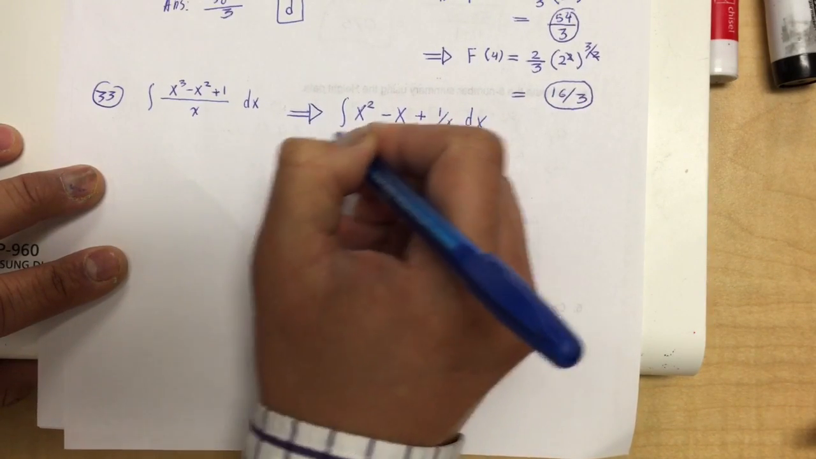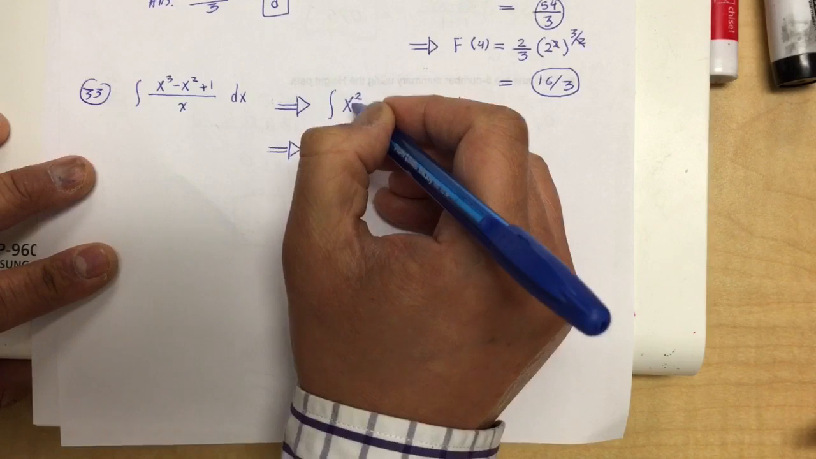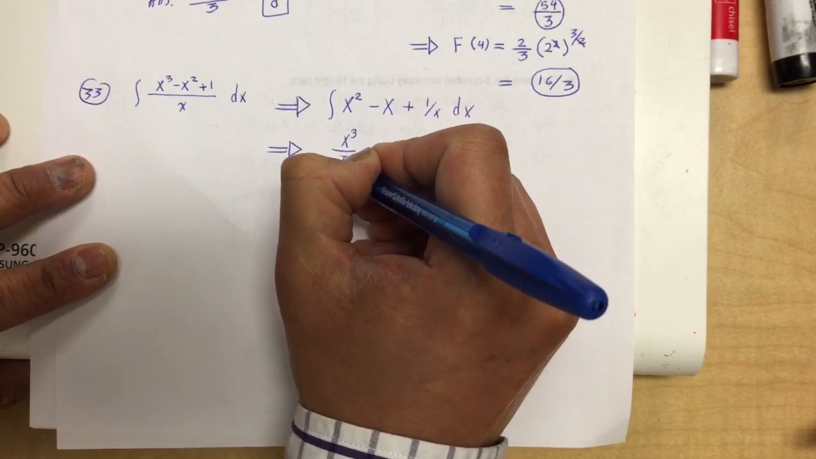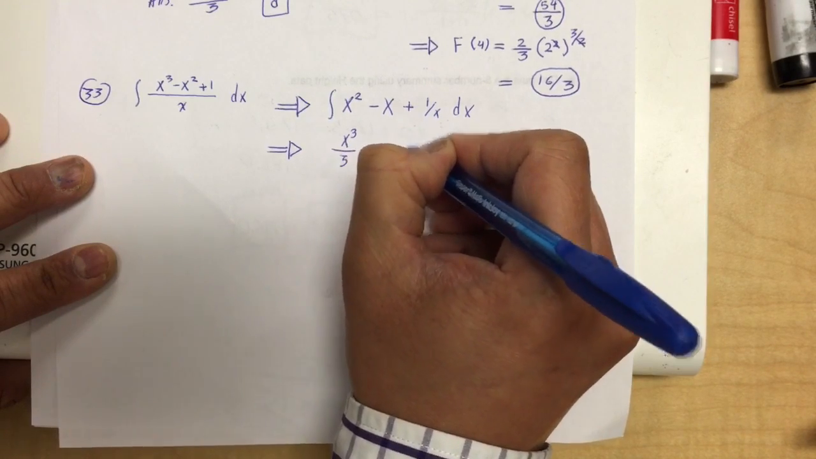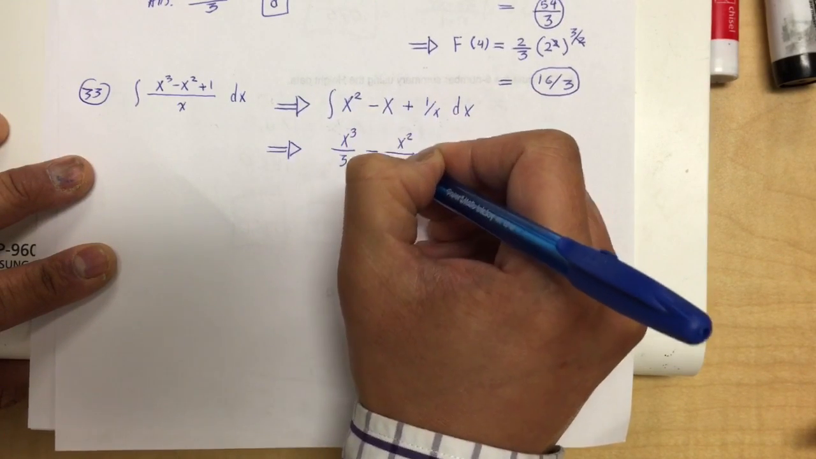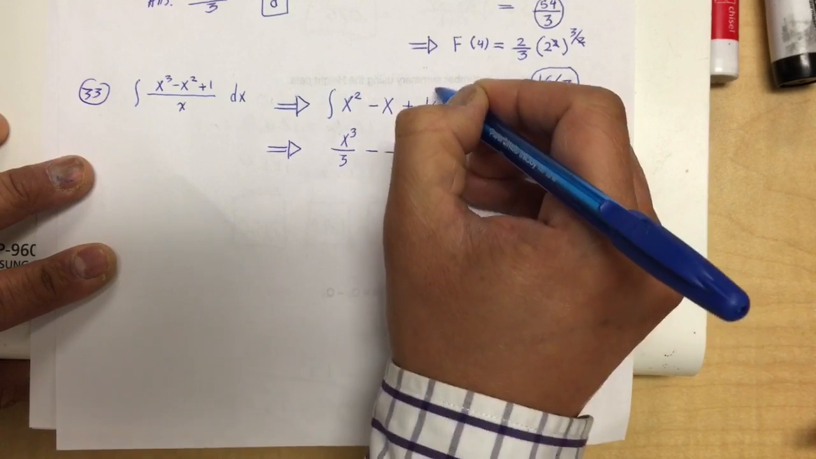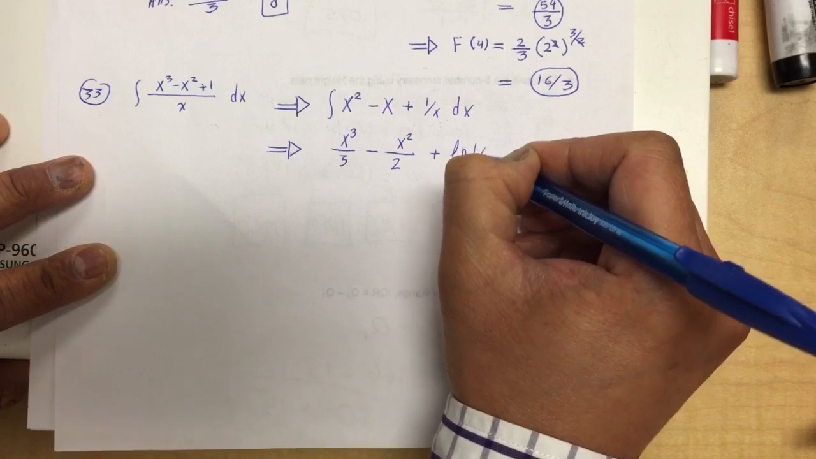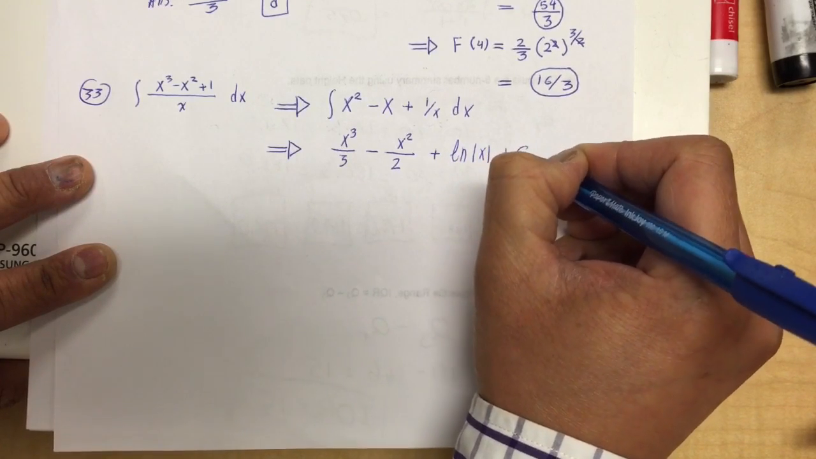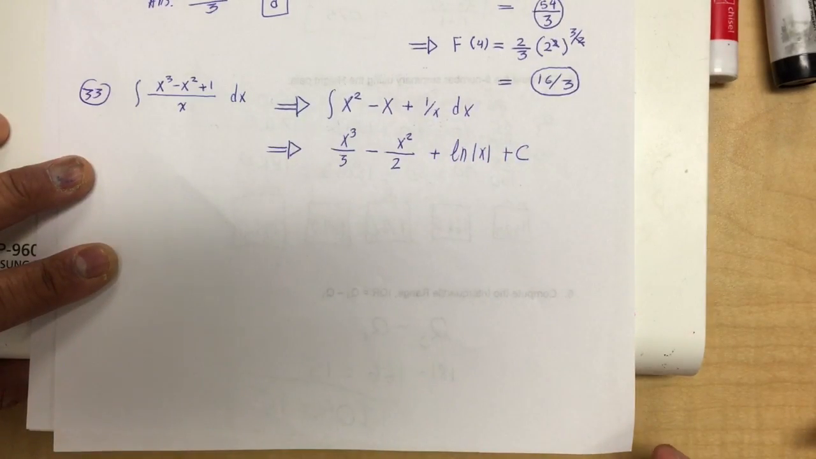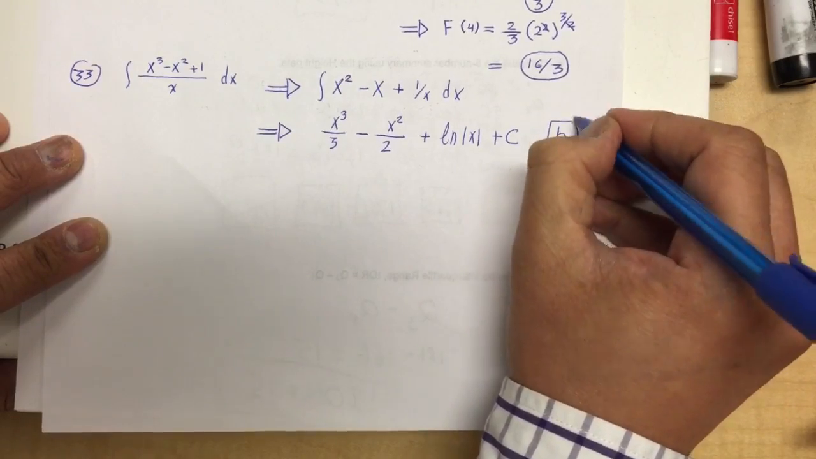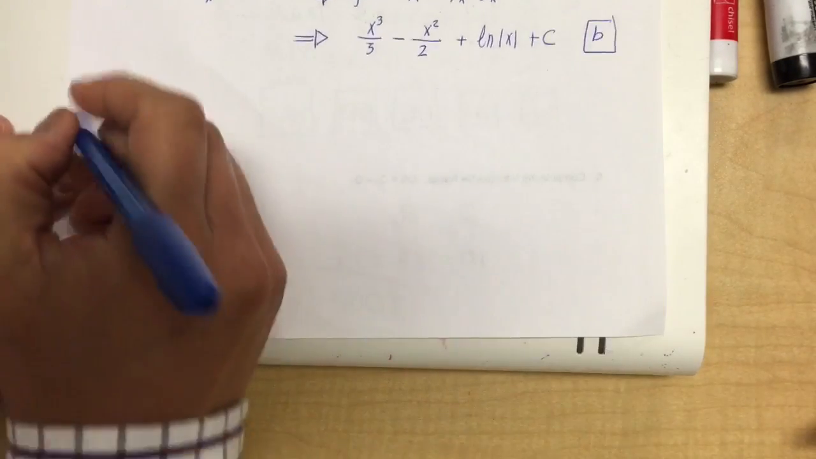When we find the antiderivative for each one of them, remember that you increase the power by 1 and then you divide by the same number. The antiderivative for 1 over x is ln of x, and then we follow that with a plus c. So for number 33, it turns out that the right answer is option B. Okay, number 34.